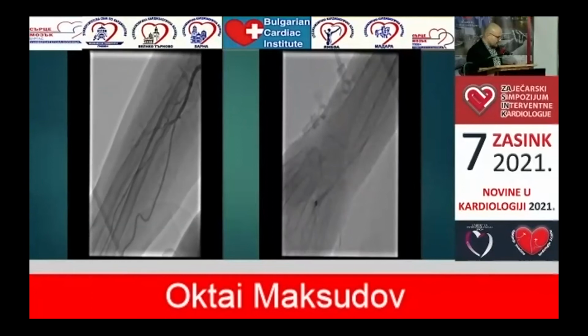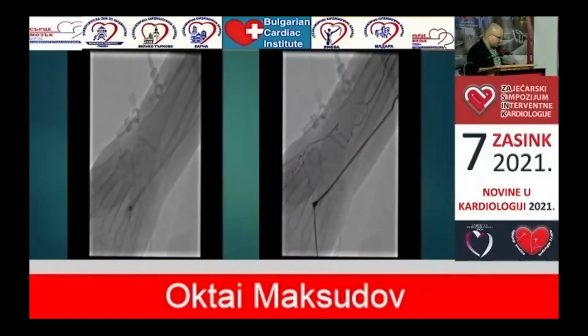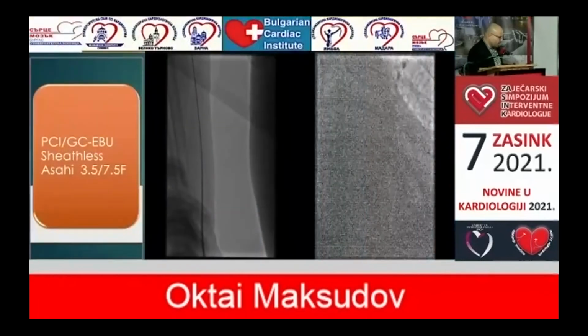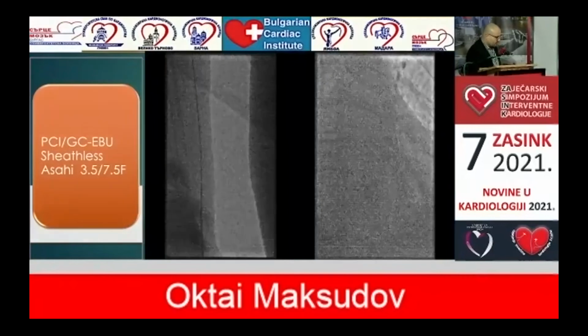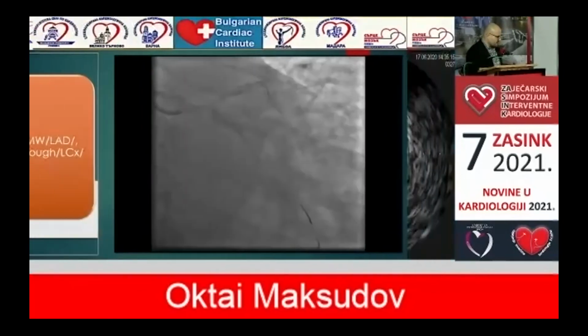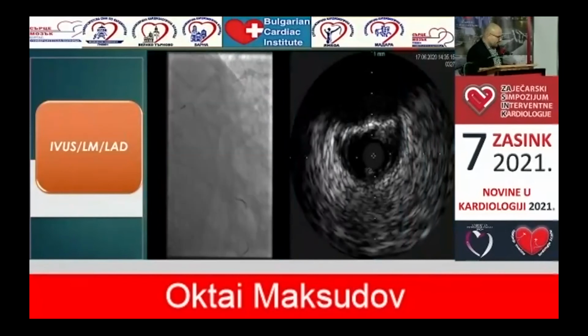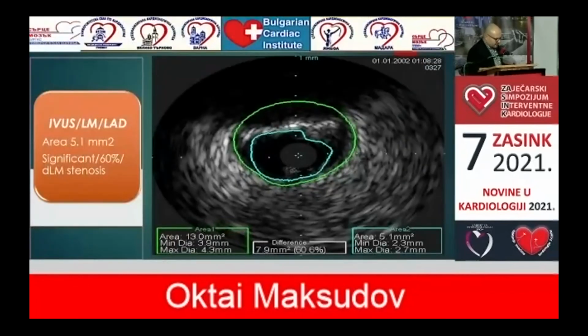You can see that the radial artery was occluded. So in this patient, we use a sheathless guiding catheter, EBU, 7.5 French, and immediately we put two workhorse wires towards LAD and circumflex artery. We did pre-intervention IVUS. What IVUS showed us is that there's a significant distal left main stenosis around 60% with an area of left main of 5 square millimeters.